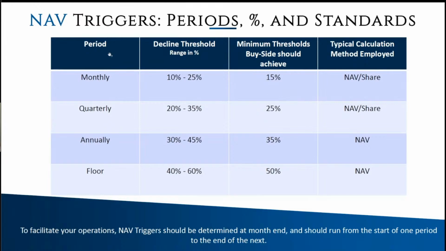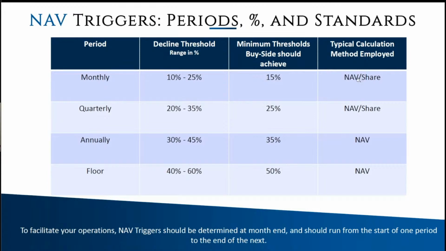So on the left here, we have the periods: the monthly period, a quarterly, annual, and the NAV floor. This is a range, a percentage range of decline thresholds that we'll typically see. The 10, 20, 30, this is really on the lower end. And I've seen this in cases where you have much smaller managers or very risky strategies. But I would say the minimum thresholds that the buy side should be able to achieve are as follows: a 15%, 25, 35, and 50 on the floor.